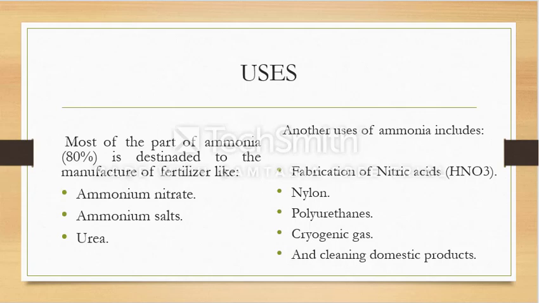Uses. Most of the ammonia, 80%, is destined to the manufacture of fertilizers like ammonium nitrate, ammonium salts, and urea. Other uses of ammonia include fabrication of nitric acid, HNO3, nylon, polyurethanes, cryogenic gas, and domestic cleaning products.